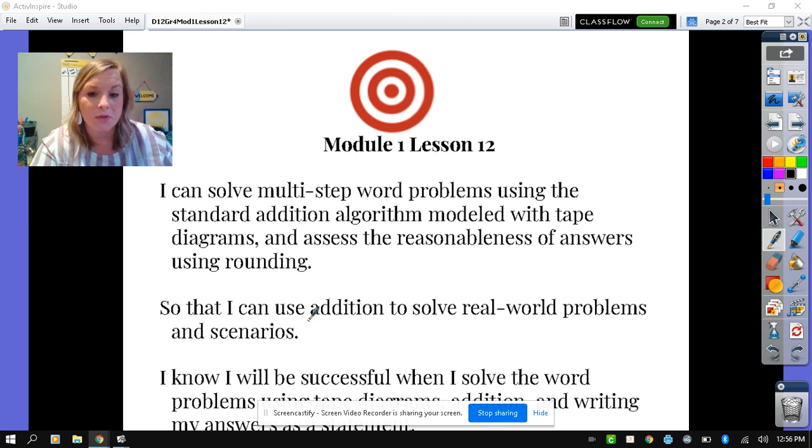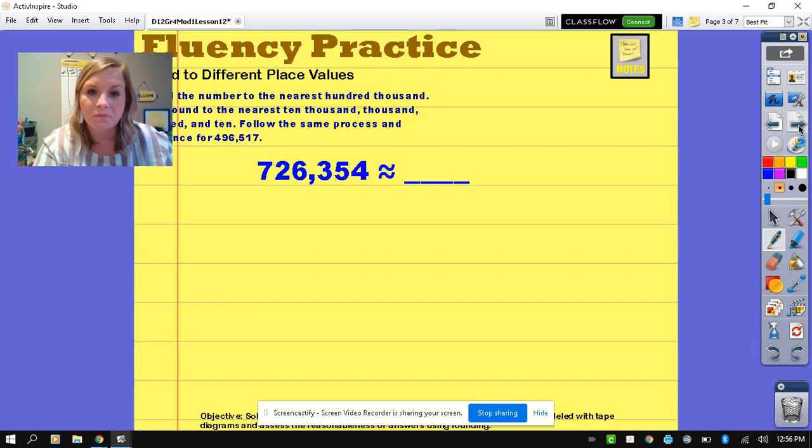and we're going to know we're going to be successful today when we solve the word problems using the tape diagrams with addition and then writing our answers as a statement. And then we'll also know by checking with our reasonableness with rounding if we're very close to our answer.